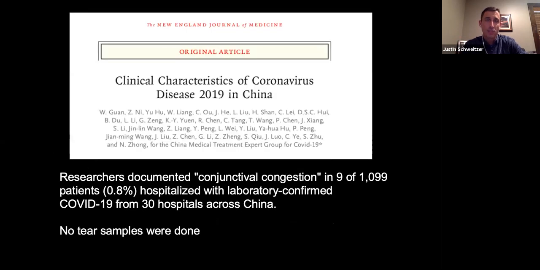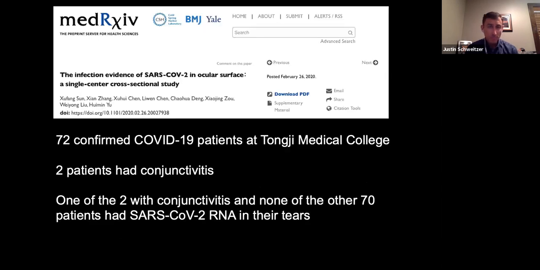We look at this study published in the New England Journal of Medicine. So researchers out of 1,000 patients only documented 9 that had what they considered conjunctival congestion or redness of the eyes. So that's 0.8%, all right? This was 30 hospitals across China. Now, they didn't do tear samples, which would have been very interesting, but they noted were they red or not. And so a very low percentage of patients with what appeared to be a conjunctivitis in this hospital setting in this particular study.